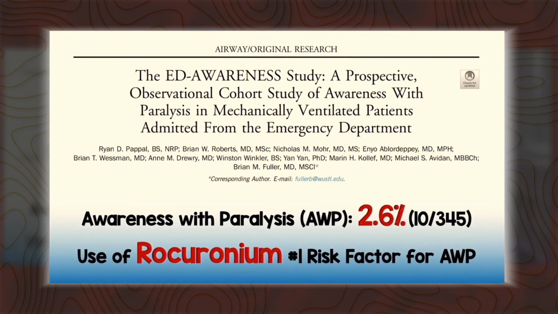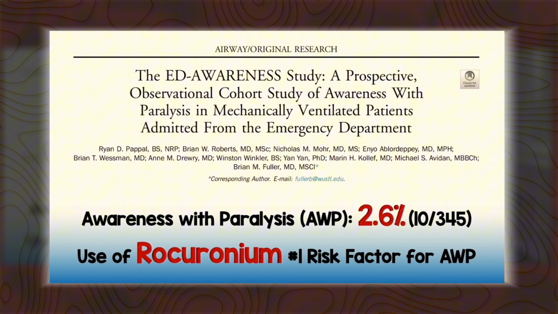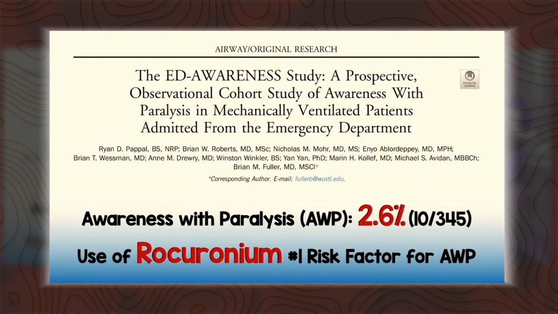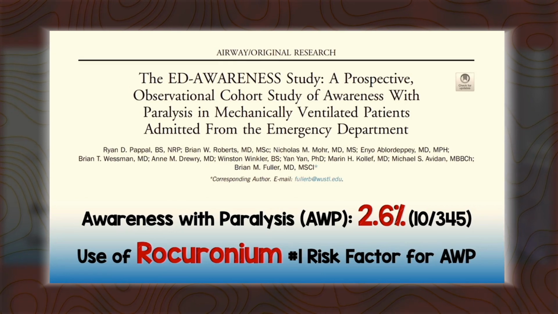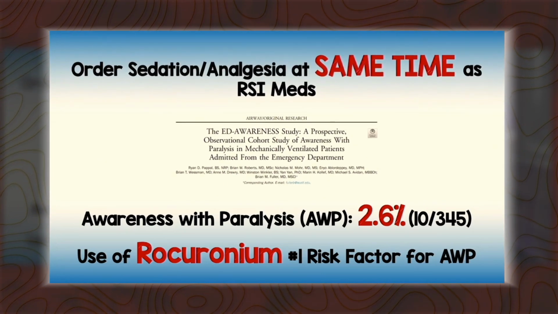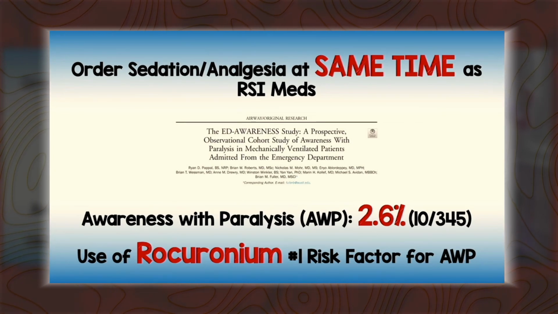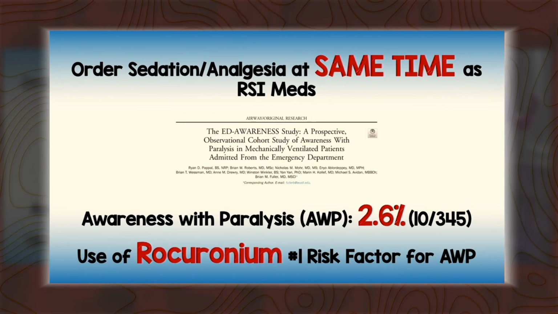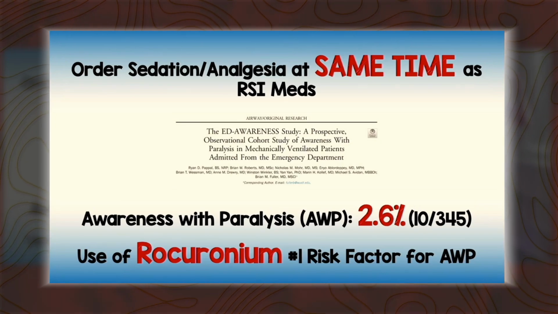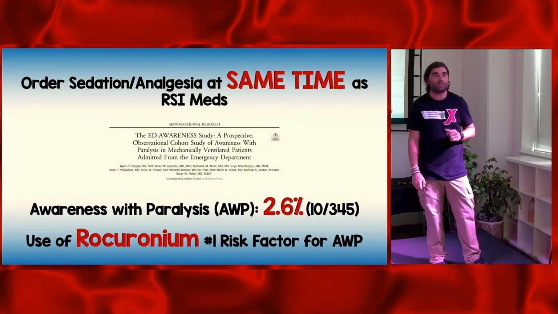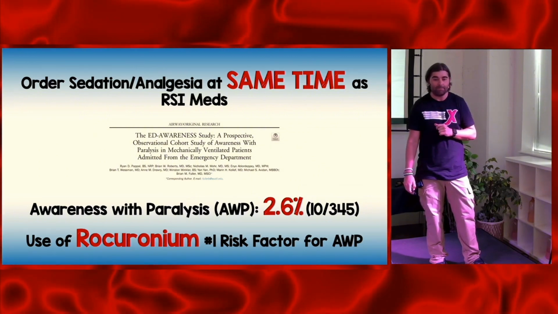Now, if you're going to use rocuronium, the thing to remember: the ED awareness study showed us that the number one risk factor of people being paralyzed and not sedated is the use of rocuronium. And so if you're going to use it, you want to order your sedation and analgesia at the same time that you're ordering your RSI meds, so that once you have them intubated and make sure they're hemodynamically neutral or stable, you can go ahead and start that sedation and analgesia.